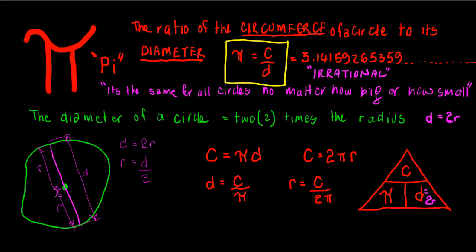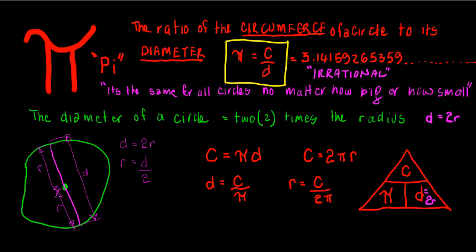Now, it also pays to remember that the diameter of a circle equals 2 times the radius. D for diameter, little d usually, equals 2r, where r is the radius. Now, we can write these ratios down, and typically they are written down in this little triangle here, which helps us work out all of the other formulas to use. So if we put C on top, pi underneath on the left hand side, and d on the right hand side, remembering that d equals 2r, so we could use d or 2r.